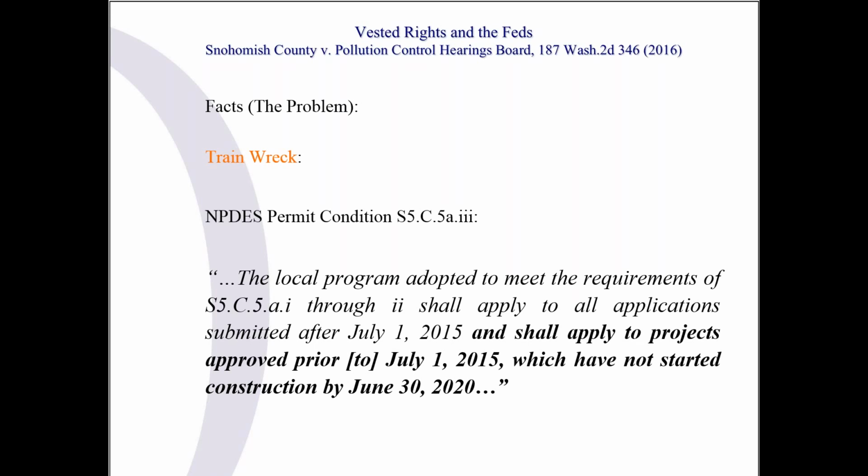And then attached to this condition was S5C5A3, which says that the local program adopted to meet the requirements of that last condition I just showed you shall apply to all applications submitted after July 1st, 2015, and shall apply to projects approved prior to July 1st, 2015, which have not started construction by June 30th, 2020. So what this condition is saying is that these new regulations that were adopted by local ordinance to address the stormwater requirements can apply to permits that have been filed and vested before these regulations were adopted. That would be for that highlighted language there. And it's a pretty narrow set of applications.